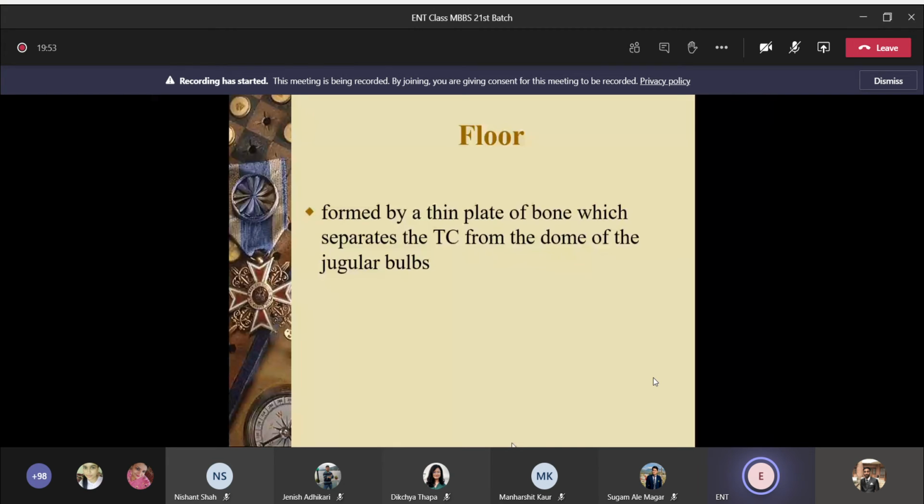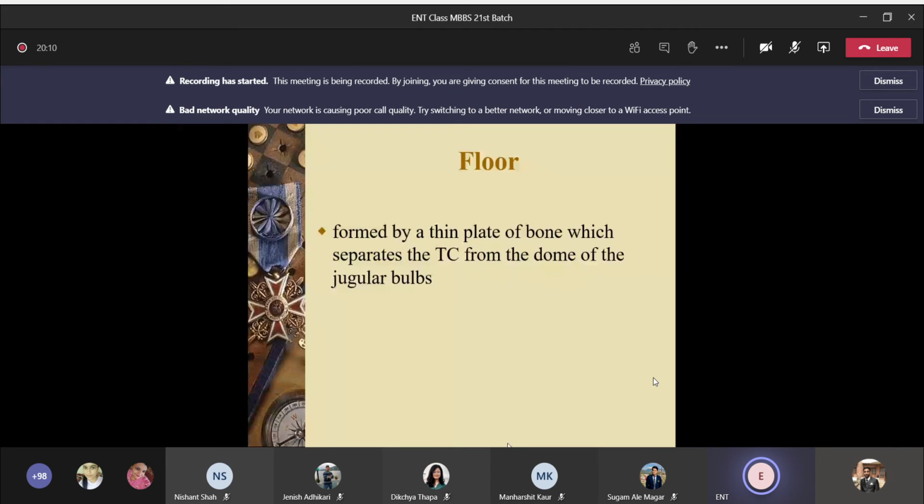Now, the anterior wall is related to the temporomandibular joint and the carotid artery. The lower portion of the anterior wall is larger and consists of a thin plate of bone covering the carotid artery. The upper portion is separated from the eustachian tube by a thin plate of bone and contains the tensor tympani muscle.